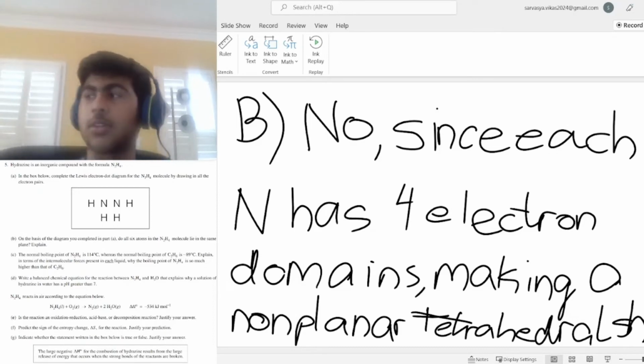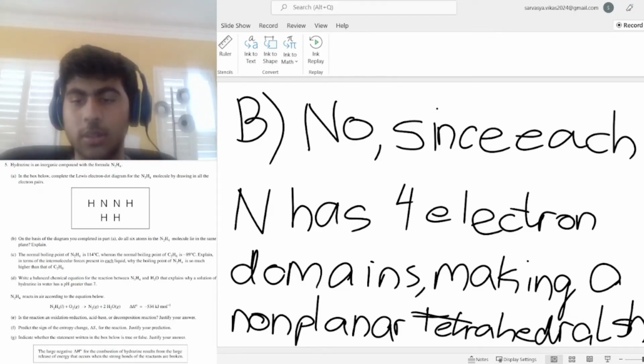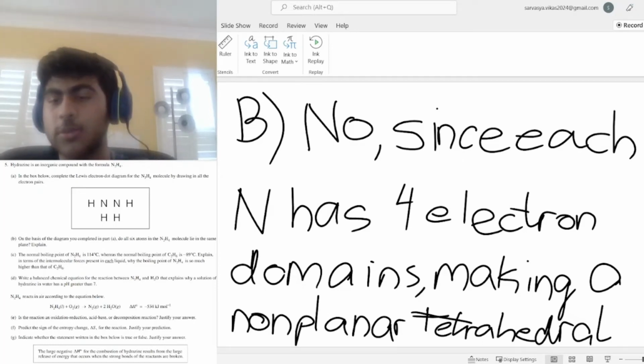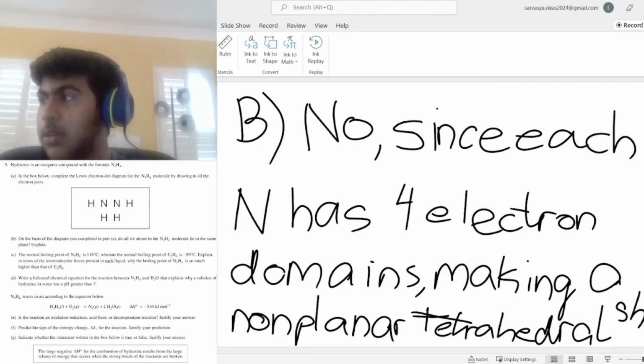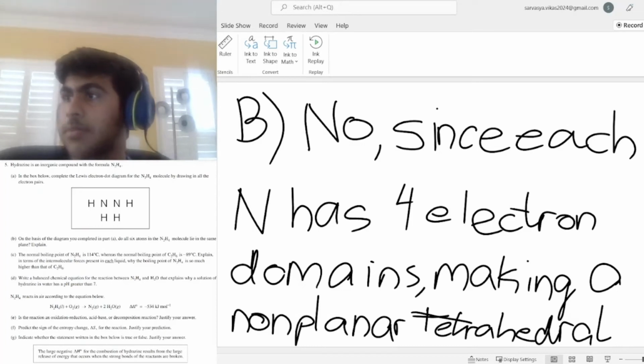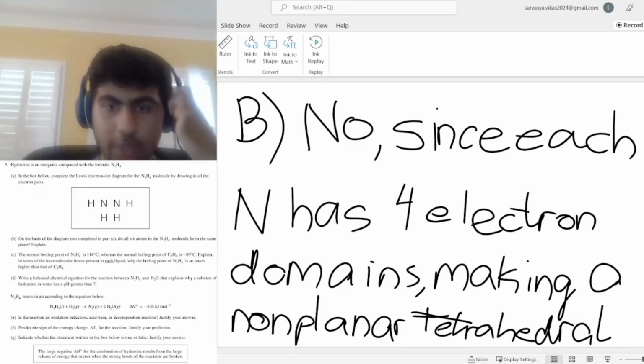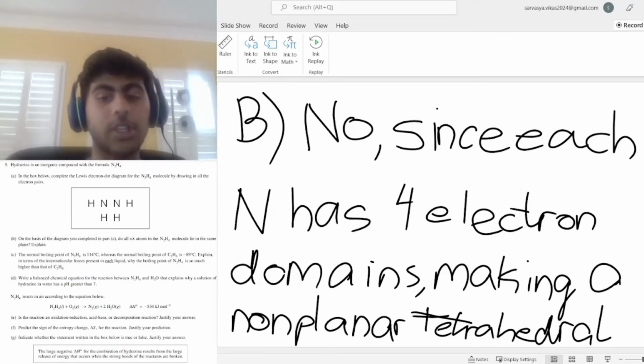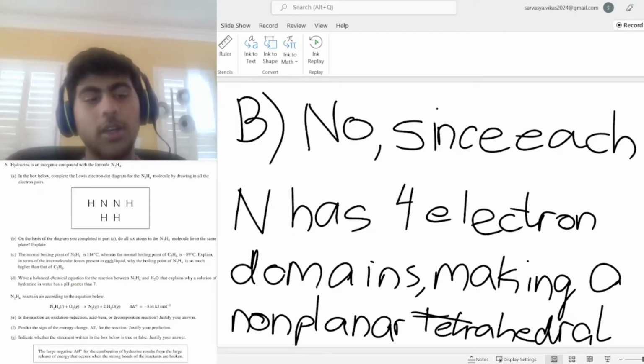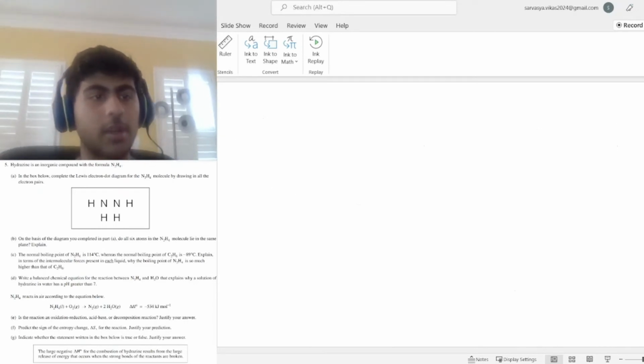And that is our answer to this question. Don't know if you can see the tail end of that. It's supposed to say shape over here. It cuts off though. Alright. So since each nitrogen has 4 electron domains, it's going to make a tetrahedral shape, and that's non-planar. So that is not going to be planar, and we can keep going.